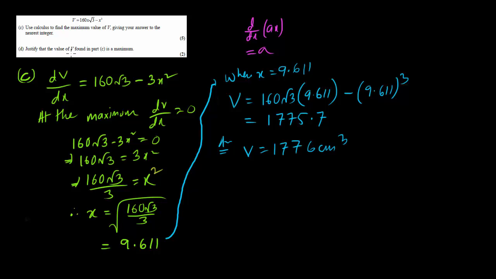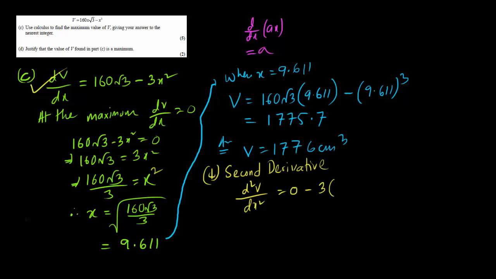Justify that the value of V found in part C is maximum. So that means the second derivative rule. That's how we justify. So for the second derivative rule, we have to find the second derivative, d2V by dx squared. We have to differentiate this. So it is going to be 160 square root of 3, that's a constant, so it will be 0, minus 3x squared, so x squared is going to be twice x. So this is going to be minus 6x.